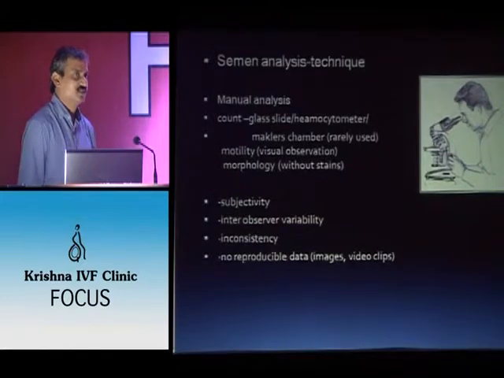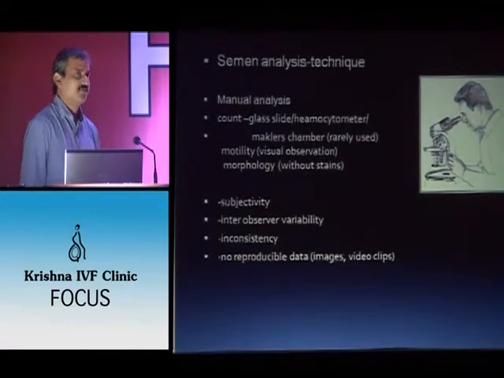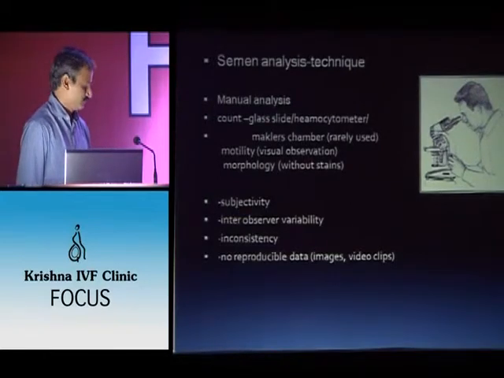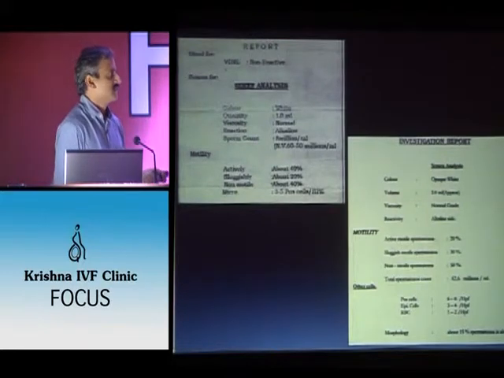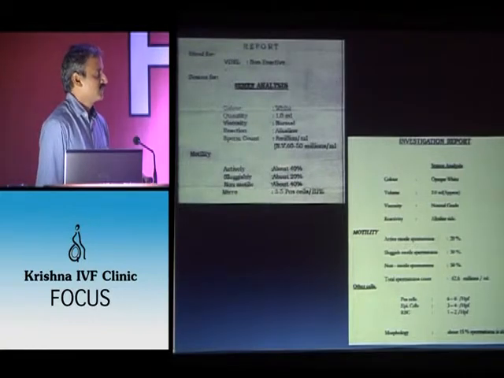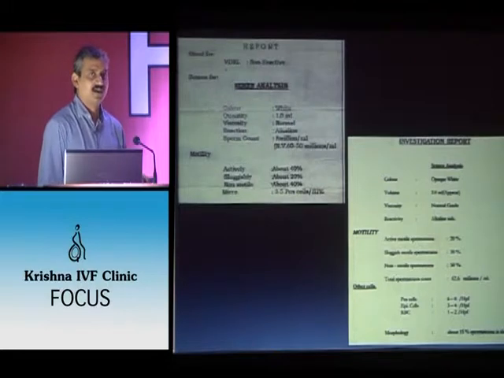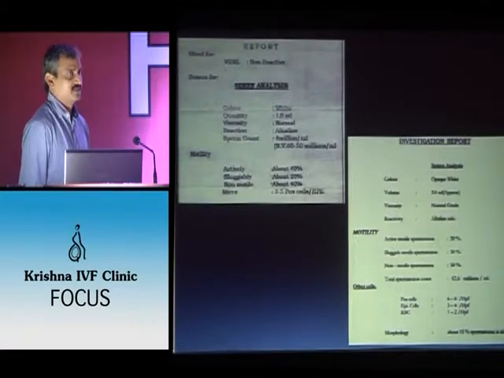So when this process is adopted, there is a chance for subjectivity, inter-observer variability, inconsistent reports, and we cannot reproduce the data. Like, we may not have image and video clips. Finally, we get reports like this. They hardly spell out any important information. They just comment on count and motility. They will not tell you how many are morphologically normal and abnormal. Again, they may not have sub-classifications, like how many are head defects, midpiece, and tail defects.